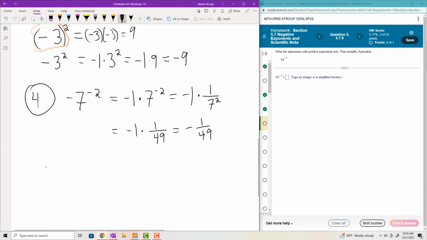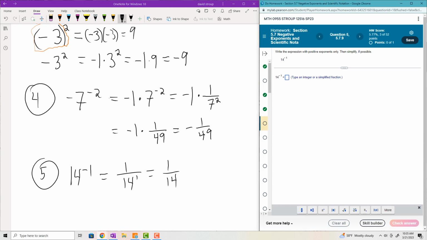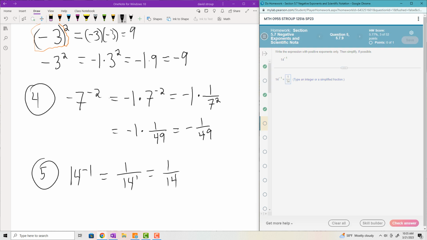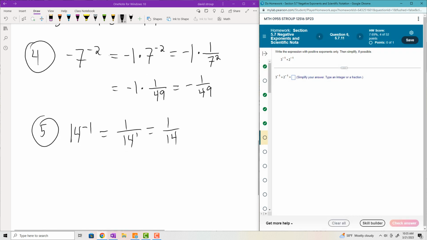Number 5 is a bit of a silly question, it seems. 14 to the negative 1. That's the same as 1 all over 14 to the positive 1, but that's just 1 over 14. They don't want you to write the 1 exponent in there. 1 over 14 will do.